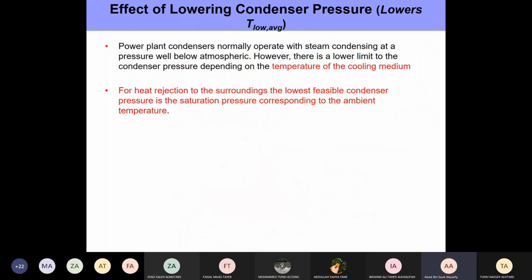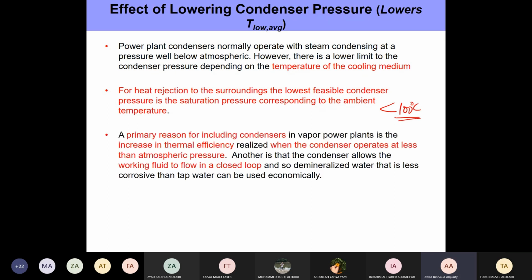Now, it's all very good. We can increase the efficiency. We are sort of limited by the temperature of the surroundings, but the temperature of the surroundings is much smaller than 100 degrees Celsius. So certainly we are able to reduce the pressure quite a bit and achieve a good increase in the thermal efficiency of the cycle.